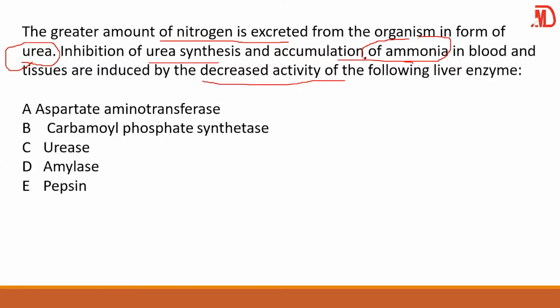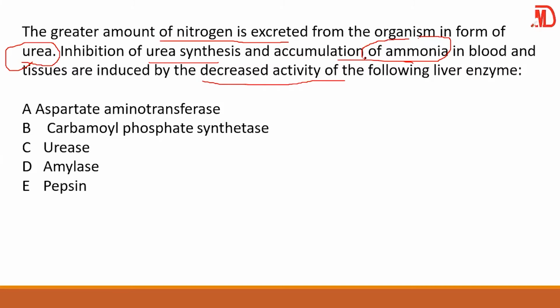Now, another way of excreting ammonia from the body is through the urea cycle. It is through the urea cycle where the ammonia is converted to urea, and urea can be excreted through the urine.